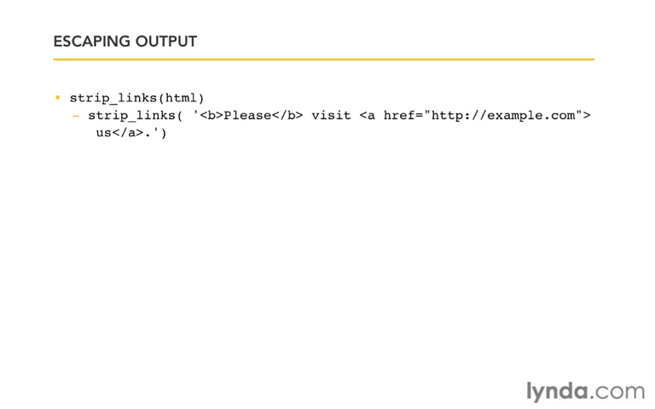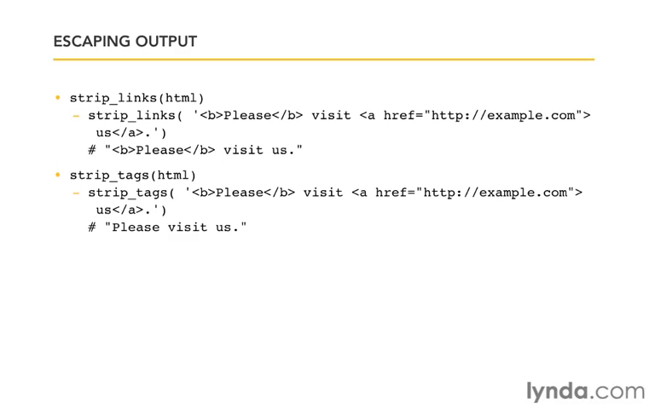The first of those is strip_links, and this does exactly what you would think. It scans the string and removes any links that are inside of it. So that can be helpful if we just want to get the links out of some text, but we don't necessarily want to escape everything. Going a little further than that, we have the strip_tags method. That takes out all of the tags. It doesn't escape them, it removes them.